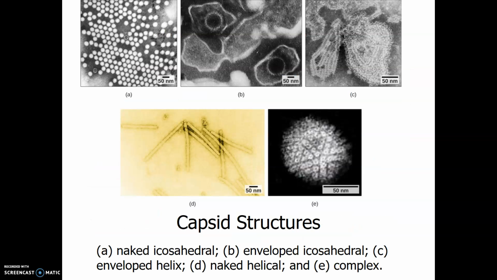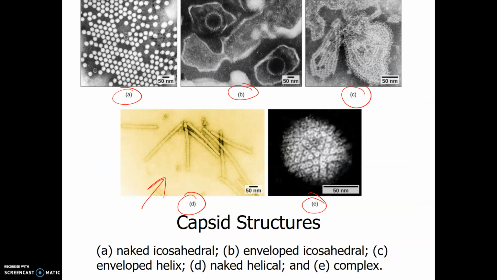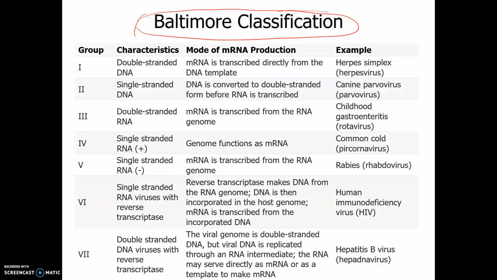And here's some images. Picture A is naked icosahedral. Picture B is enveloped icosahedral. Picture C is enveloped helical. And picture D is naked helical. You may recognize this one as the tobacco mosaic virus. And then picture E is complex. These are all images taken with electron microscopes, just so you can see some different shapes. The main idea is that viruses have different shapes. I mean, it's really, really simple. We're just showing you some of those different shapes.